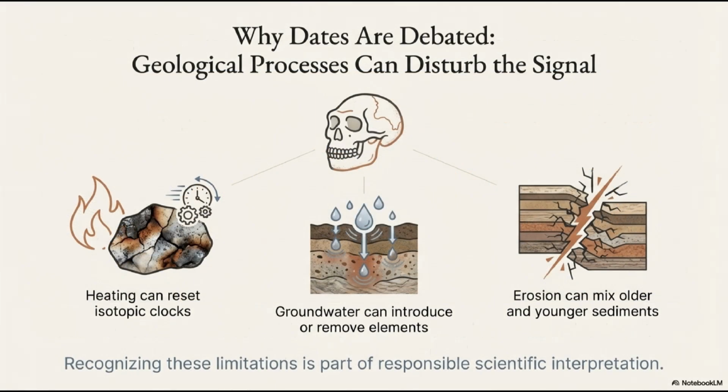You might wonder why dating sometimes results in debates. It's because geological processes can reset or disturb the very signals we rely on. Heating can reset isotopic clocks. Groundwater can introduce or remove elements. Erosion can mix older and younger sediments. Each method has limitations, and recognizing those limitations is part of responsible scientific interpretation.